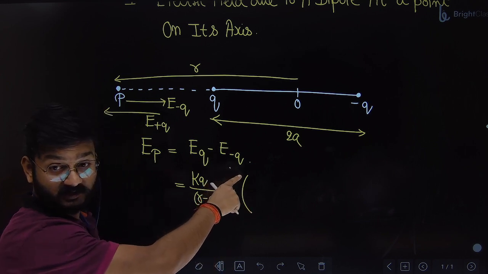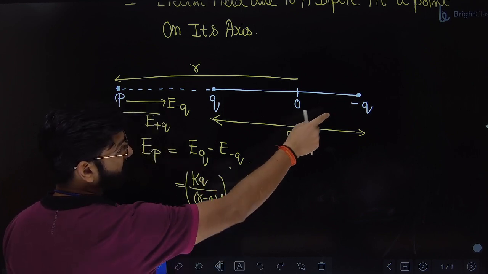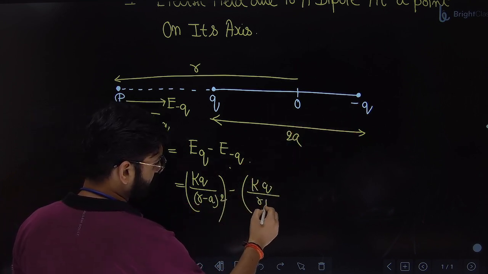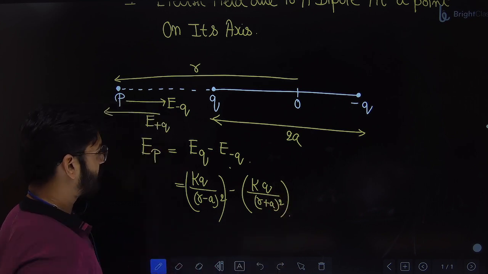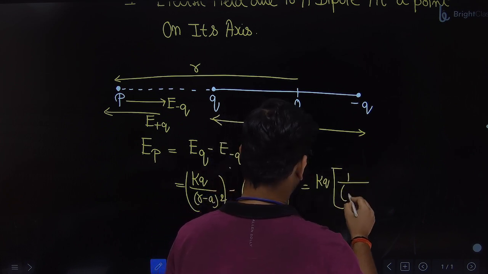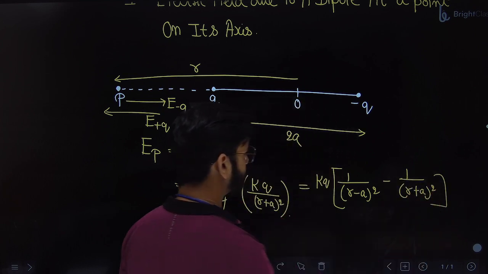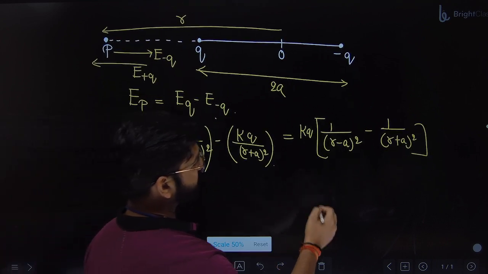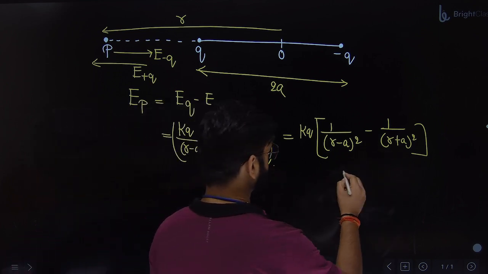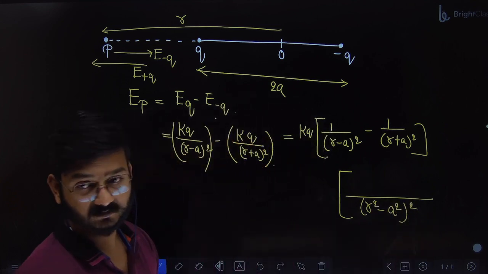Minus. Don't write minus Q again, because we have already considered the direction. So KQ divided by, what is the distance of minus Q? r plus a. So let's take common. What can we take common? KQ. So 1 by (r minus a) whole square minus 1 by (r plus a) whole square. So take LCM. This is a minus b into a plus b. What is the LCM? a square minus b square. So it will be (r square minus a square), and outside, whole square.